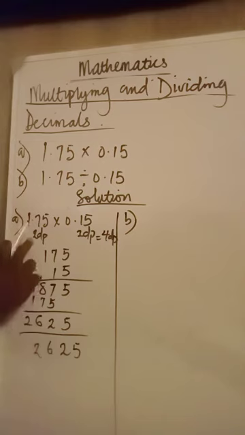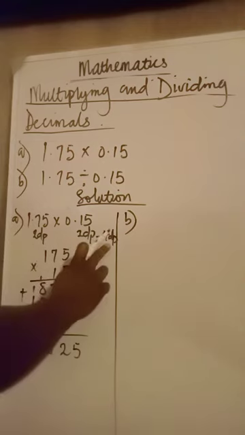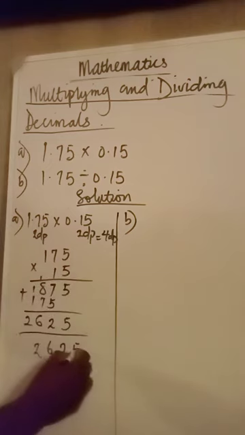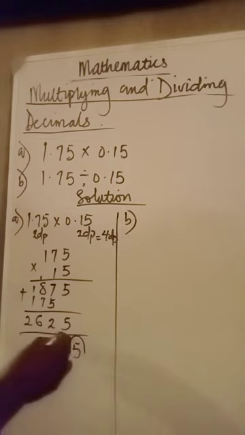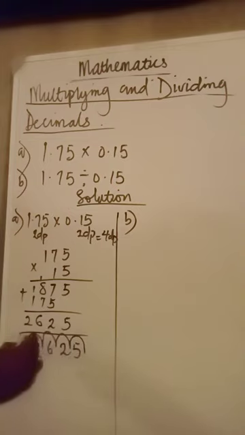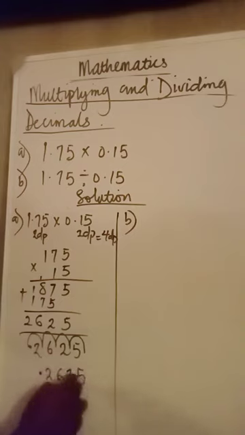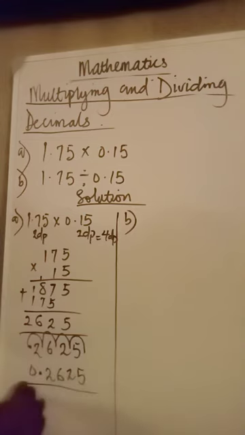What's the next thing to do? In math, you don't just throw away things. Remember, we have 4 decimal places here. Yes, this will come into play now. I start from here and count the 4 decimal places back: 2, 3, and 4. This is where my decimal point falls. So the answer is 0.2625. Have you seen it now? That is how to solve it.